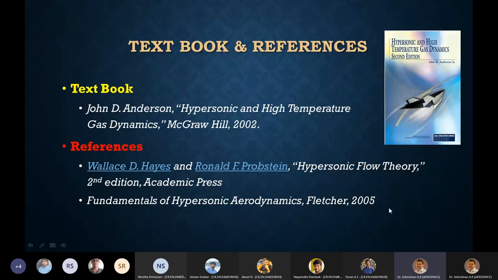So what we have listed here are the textbooks which are listed in the syllabus. Fletcher's Fundamentals of Hypersonic Flow Aerodynamics is also a good one.